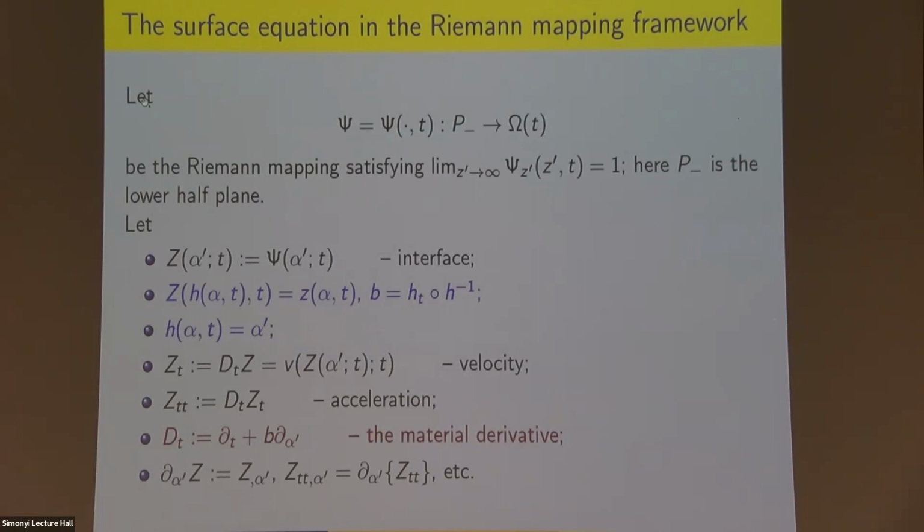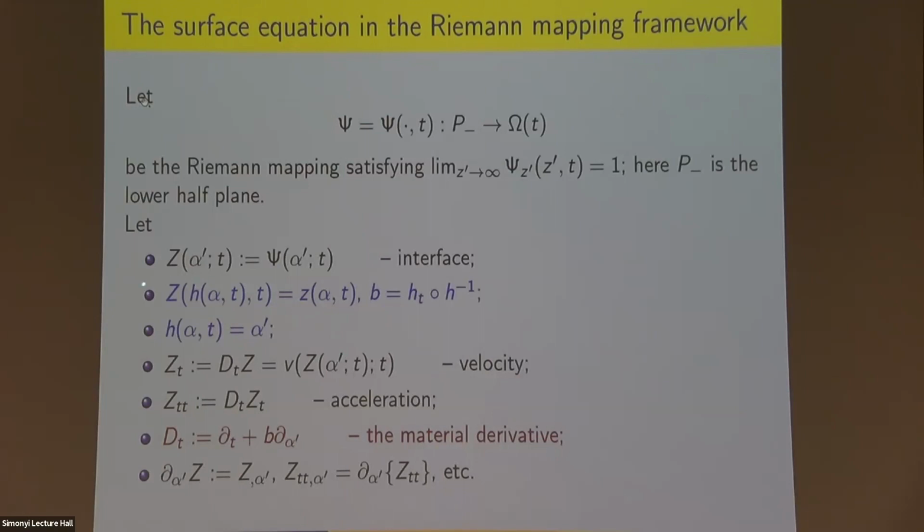Okay, this is P minus. So this is from the lower half plane to the fluid interface. Now of course we also know that if we call this variable alpha prime, this Riemann mapping takes boundary to the boundary, right? So z alpha prime t will be the interface equation at time t, but in the Riemann mapping variable alpha prime.